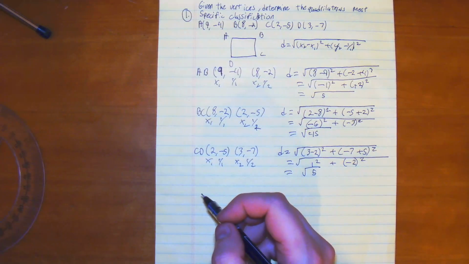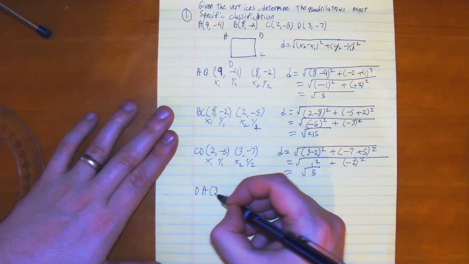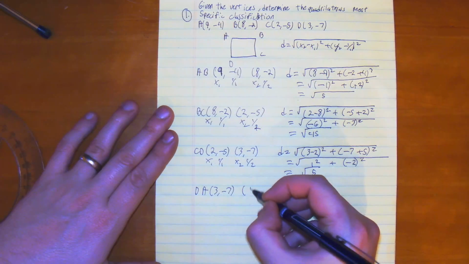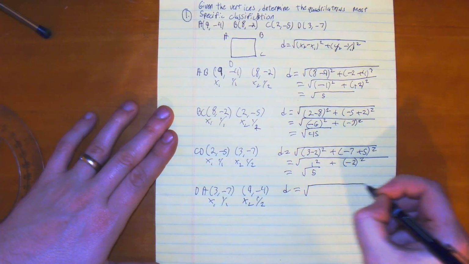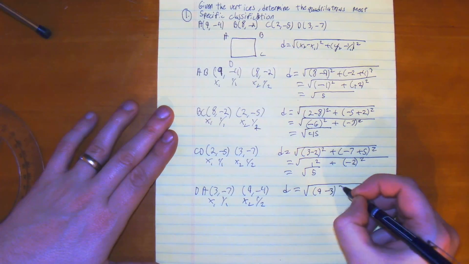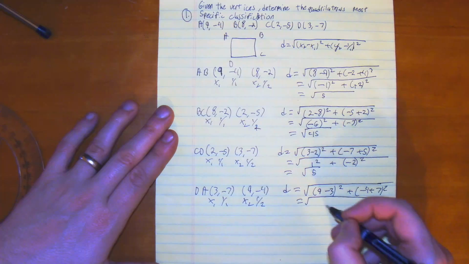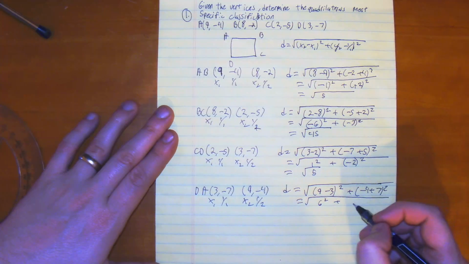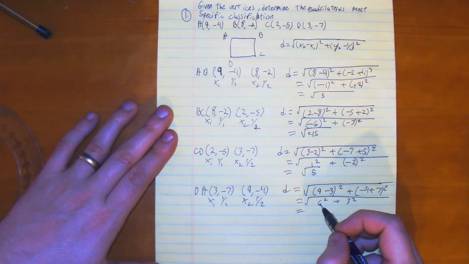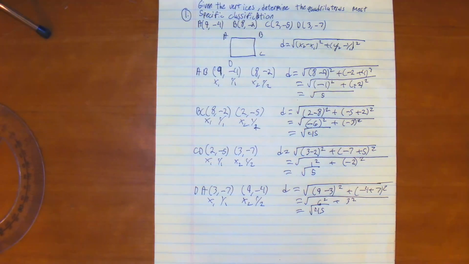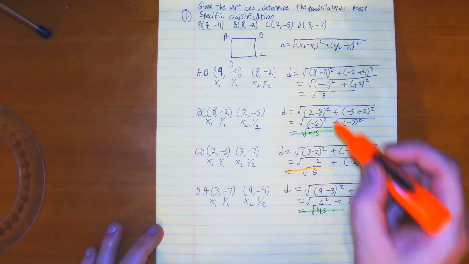Then lastly we have DA. D is at 3, -7, and A is at 9, -4, x1, y1, x2, y2. Distance is equal to 9 minus 3 squared plus -4 plus 7 squared. So here you get it as 6 squared plus 7 minus 4 would be 3 squared. Here you get 6 times 6 will be 36, 9, 45. Alright, as you can see we have 45, and we have square root 5, square root 5.